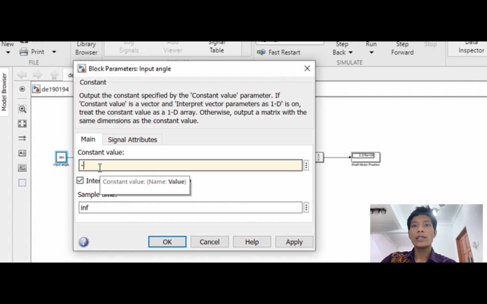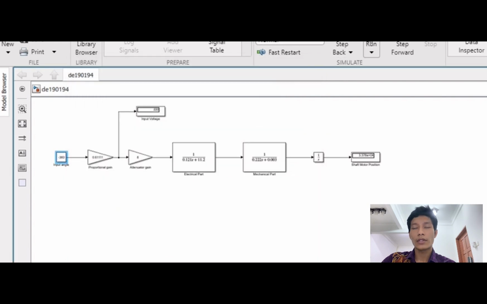And the anti-clockwise for input angle negative 360 and actuator gain is 8. The input voltage is negative 220 and shaft motor position is negative 3.378 times 10 power of 4.